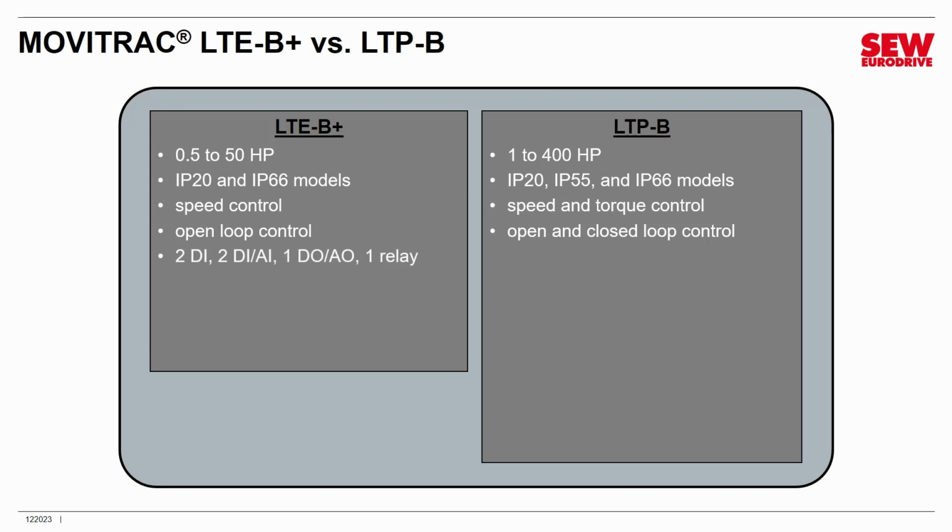The LTE has a decent complement of inputs and outputs. It offers two digital inputs, two combination signals that can be either digital inputs or analog inputs, one combination output, which can be either a digital output or an analog output, and one relay contact. The LTP offers more. It offers three digital inputs, two combination digital input analog inputs, two combination digital output analog outputs, and two relays. So it offers more I/O. The LTE can control a motor brake, but there are some limitations. The LTP can also control a motor brake, but it does not have those limitations.